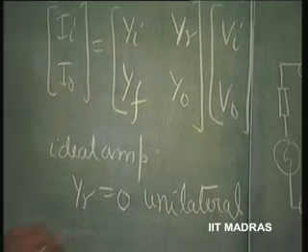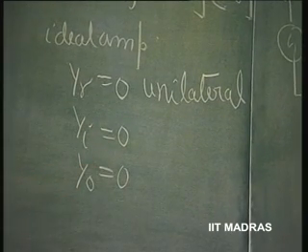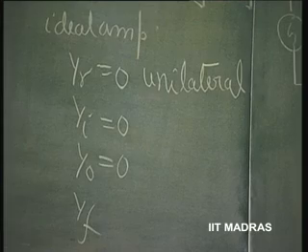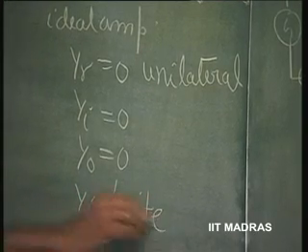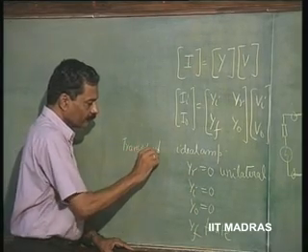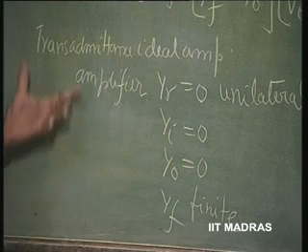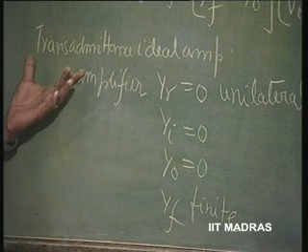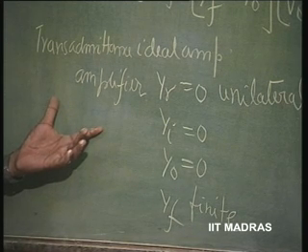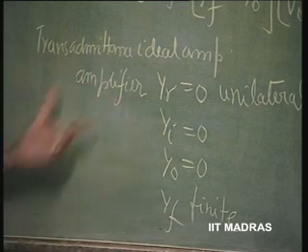And subsequently, we must have the other parameters yi and y naught also equal to 0. The only thing that can exist is yf, which is finite. And such an amplifier we have called a trans admittance amplifier, which we have earlier called a trans conductance amplifier, as against the Z parameter defined amplifier, which is a trans resistance amplifier or trans impedance amplifier. This is called a trans admittance amplifier.